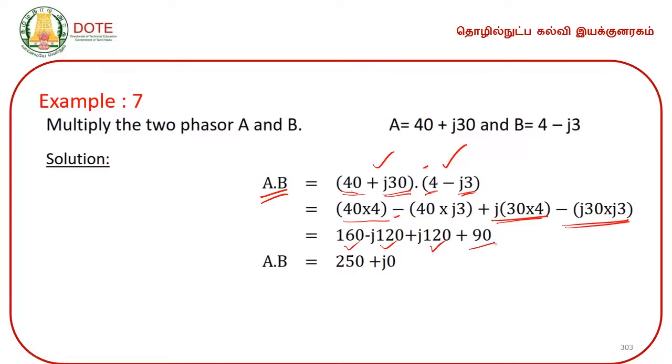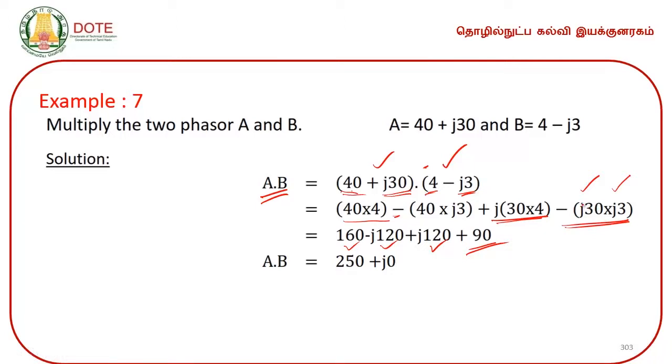Now, you can see here you are going to multiply j 30 and j 3, as we have already learned that j into j is j square, the result is minus 1. So, it is a very important expression we have already learnt.